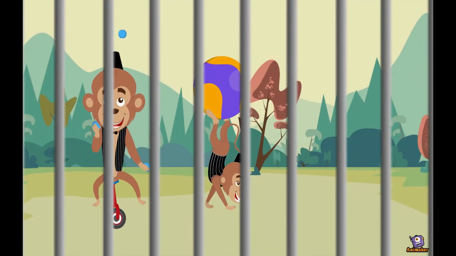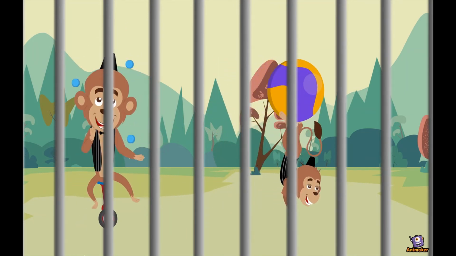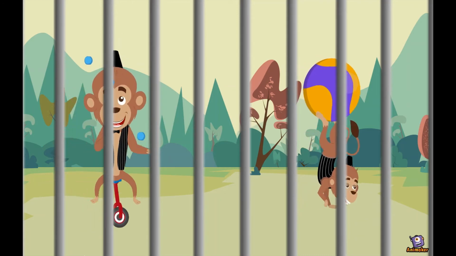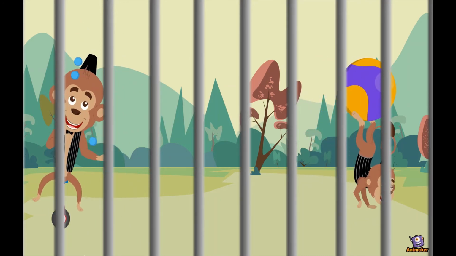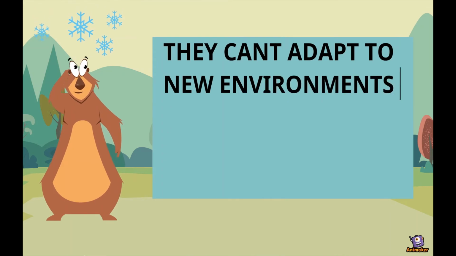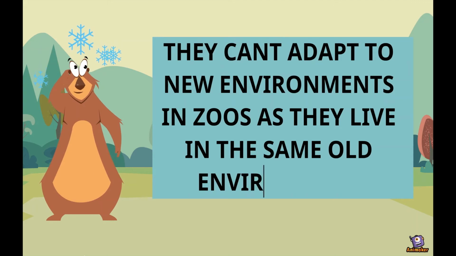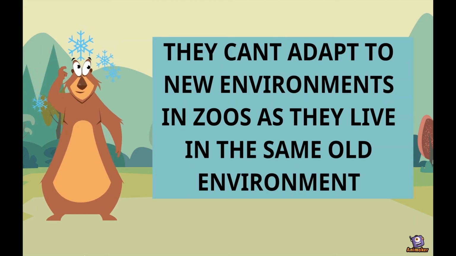Often, many animals, ranging from monkeys, dolphins, and sea lions, are forced to be embarrassed in front of others with embarrassing performances. Then, they cannot easily adapt themselves to a new environment in zoos, as they live in the same old environment, which means that they won't be able to adjust their situation or attitude.